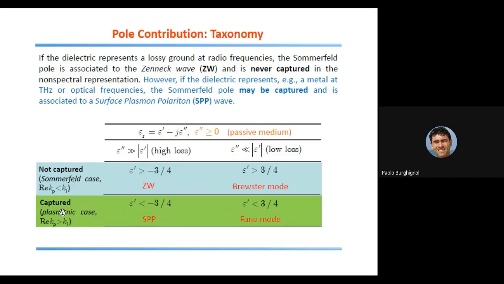And here you can see those cases are indicated with different colors in this table. The two columns of this table represent two limit cases. On the left, the case of a dielectric with high loss, in which case you have the Zenneck wave in the Sommerfeld case and the surface plasmon polariton in the plasmonic case. Whereas if you have a low loss medium, the terminology is a bit different. For a low loss medium, if the pole is not captured, you have a Brewster mode, whereas if it is captured, it is called a Fano mode. This is just to introduce some terminology which you may find in the literature.